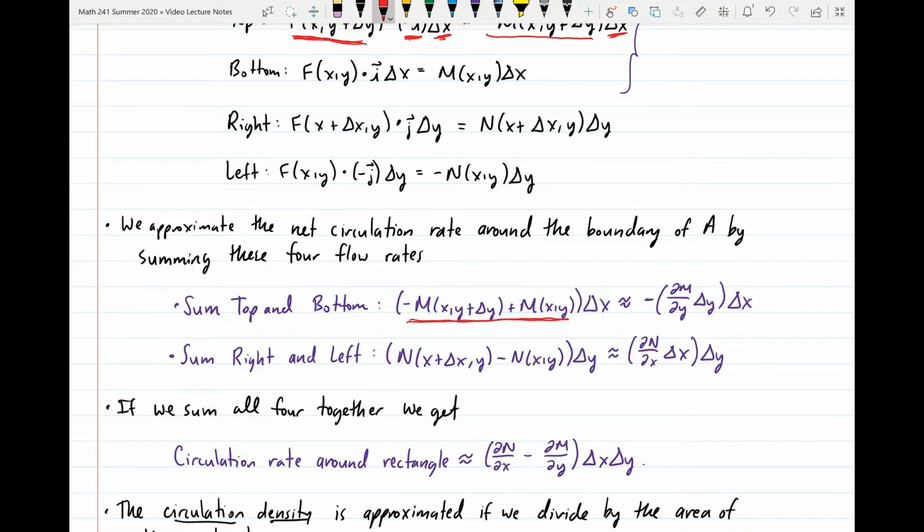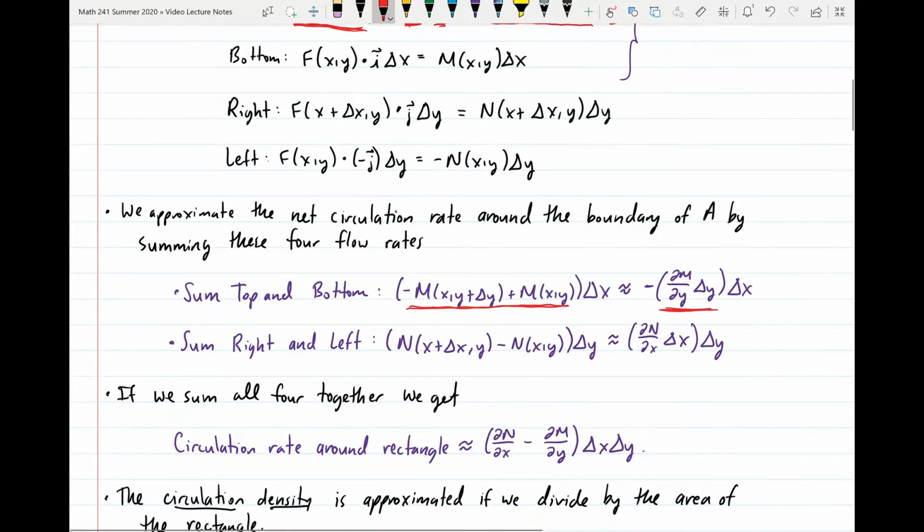And typically we divide by delta y. So this is that difference quotient multiplied by delta y, which is why we have this partial derivative expression popping out there. And if delta y is small enough, then this actually becomes the partial derivative. And again, we'll see that there's a limiting idea that goes on here that eventually gives us the circulation density at a particular point, but we'll get to that in just a little bit.